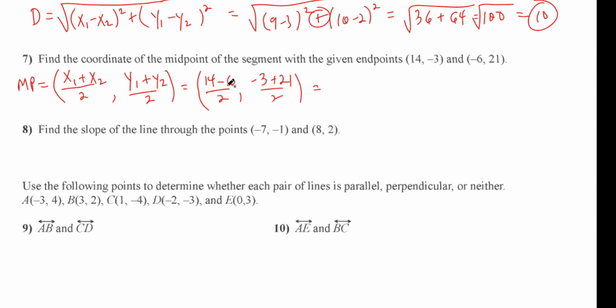All right, here we go. 14 minus 6, what's that? 8. 8 divided by 2 is 4. Negative 3 plus 21 is 18, divided by 2 is 9, and that's your answer. And look how it's written. It's written as an ordered pair. It's not just a number. It's not going to be 13. It's not going to be the square root of 7. It's going to be an ordered pair with an x and with a y.